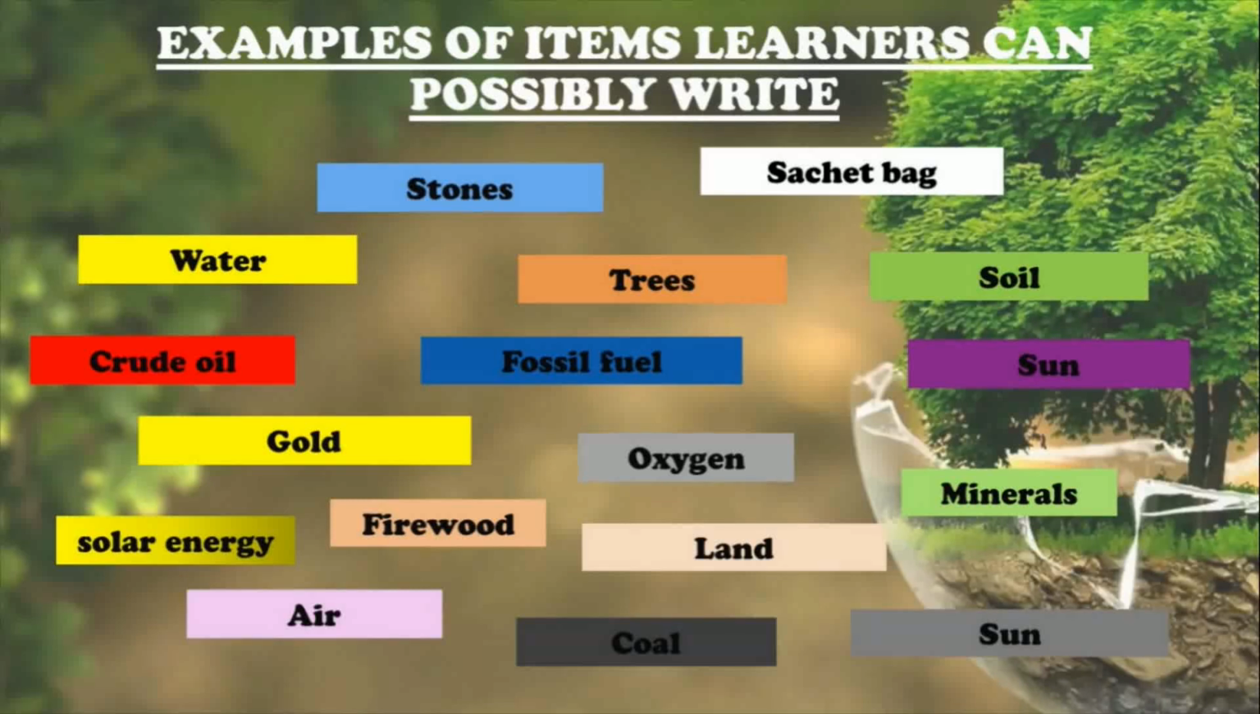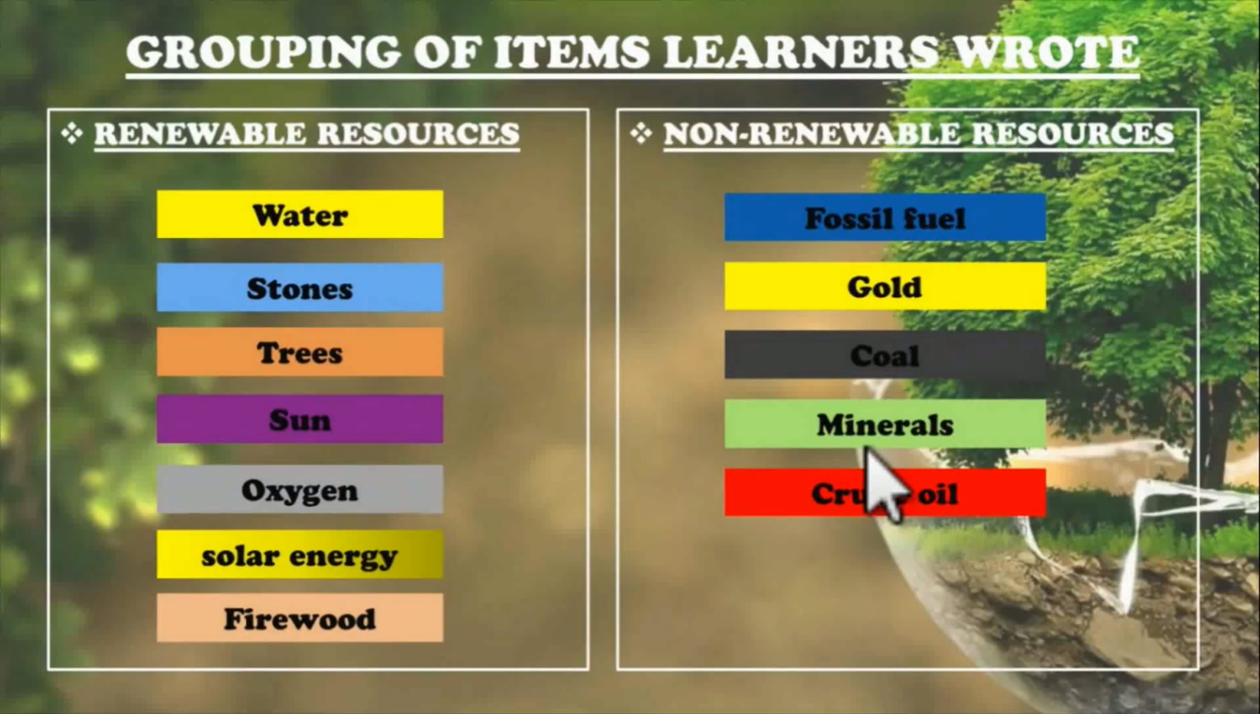Now, once you have the examples, you can then ask your learners to group them under renewable and then non-renewable. Here, I would advise that you also encourage the use of colors, drawings, or sketches in order to make the lesson interesting. So the next thing I'm going to show you is, yes, very good. This is some of the things that we think the students or the learners would do.